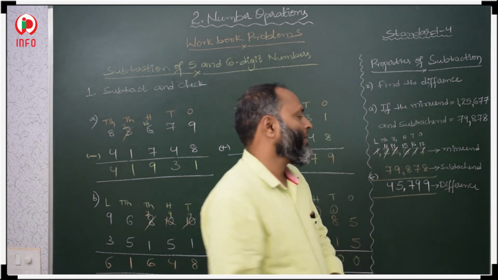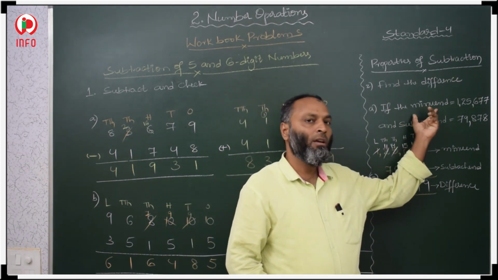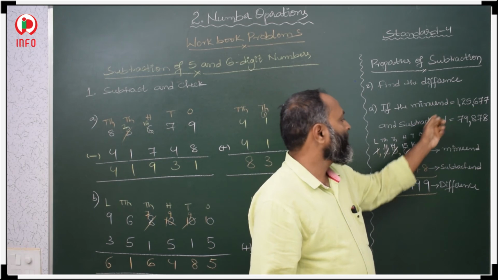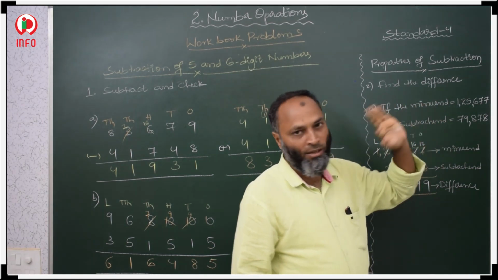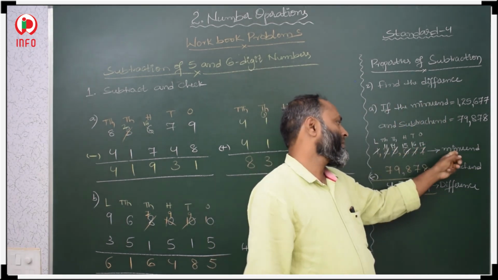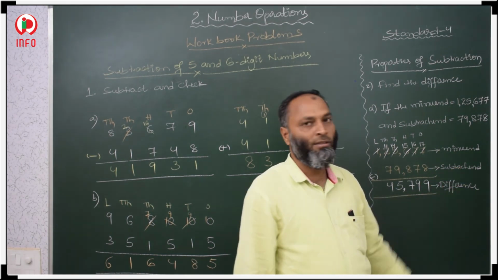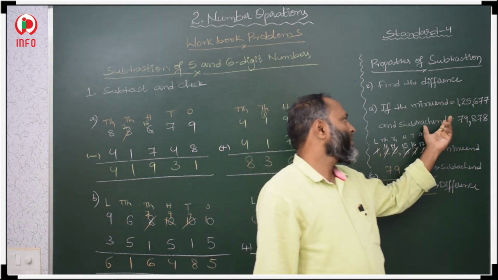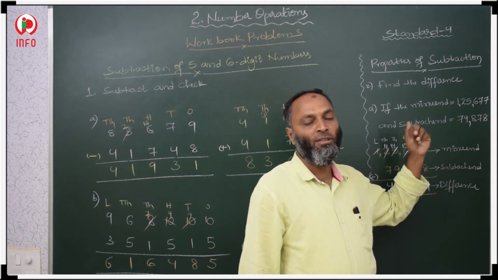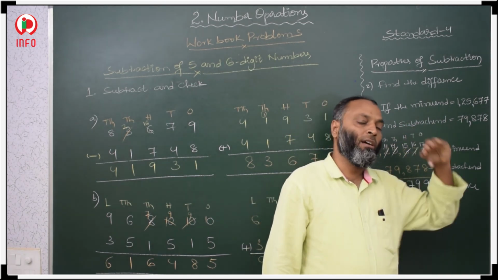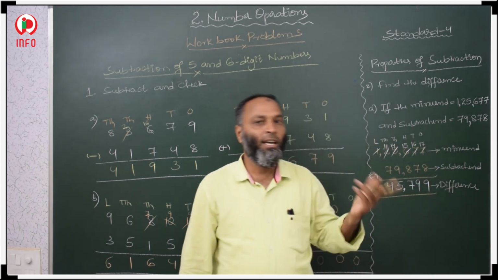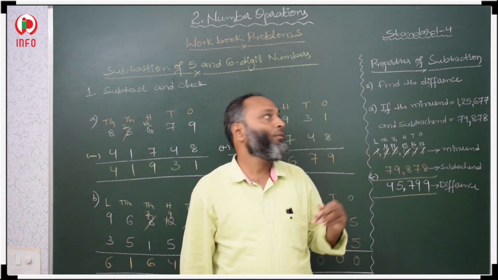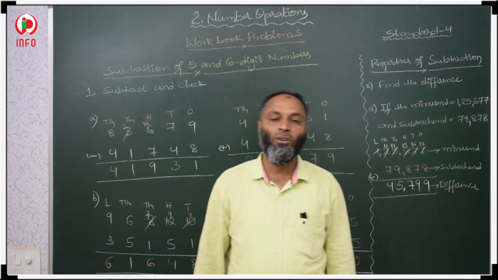Whatever the question is, first you have to take the minuend. Even if the subtrahend is given first and the minuend next, whatever it is, you take the minuend first, then the subtrahend and the difference. In the next question he gave the subtrahend first and the minuend next. First you arrange the minuend and after that write the subtrahend and find the difference. That is your homework. That third question is your homework. Okay.